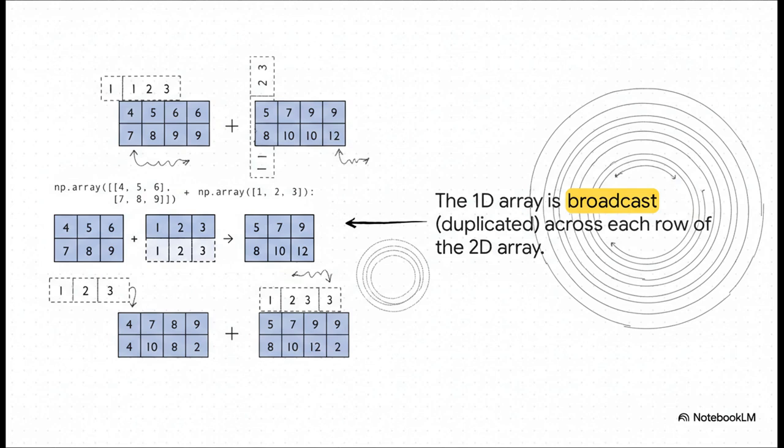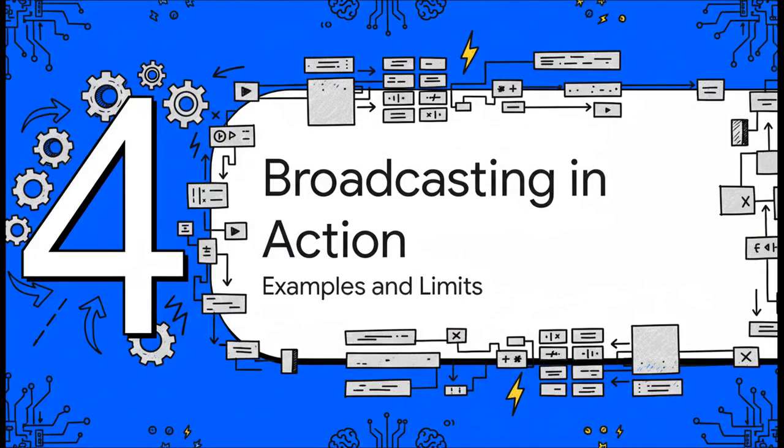And this is where it gets even cooler. Here we have a 2x3 matrix and a vector of length 3. So NumPy compares their shapes, 2, 3, and 3. Starting from the right, the dimensions match. They're both 3, so they're compatible. Then NumPy just conceptually duplicates that vector for each row of the matrix and does the addition. It's so clever.